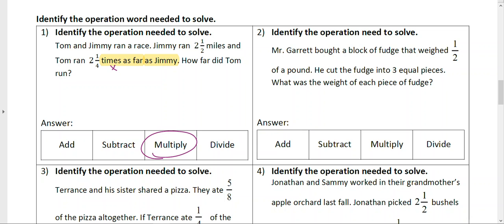Number 2, Mr. Garrett bought a block of fudge that weighed 1/2 of a pound. He cut the fudge into 3 equal pieces. What was the weight of each piece of fudge? Because he is cutting the fudge, that operation is going to tell me that it is division. If you look at the keyword, division. So it is a division problem. I'm going to take the 1/2 and divide it by 3.